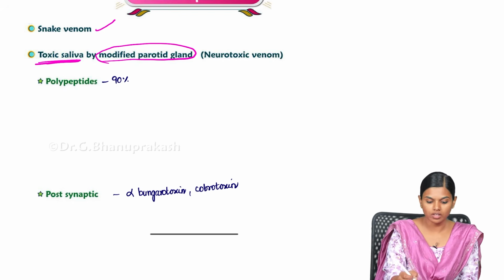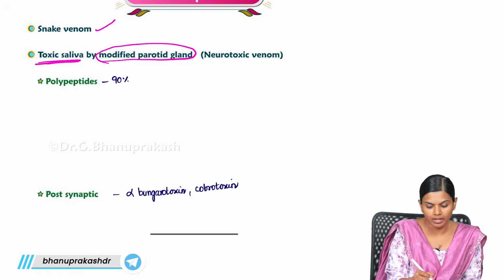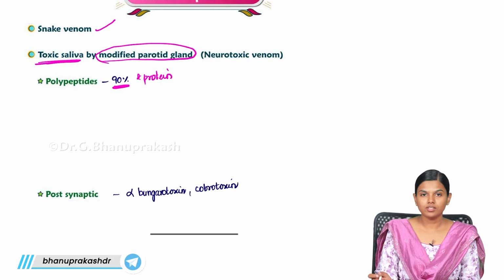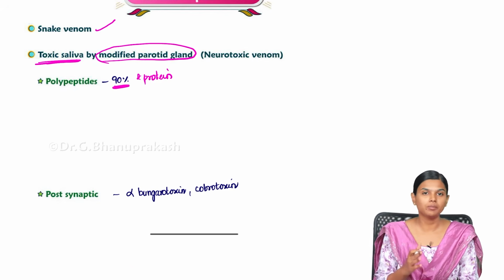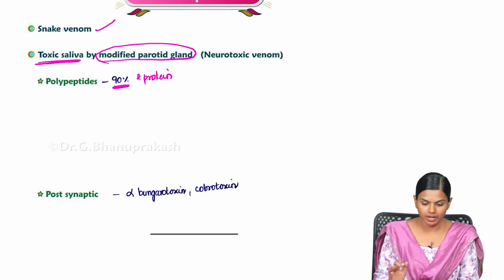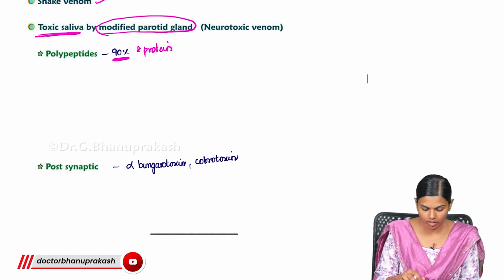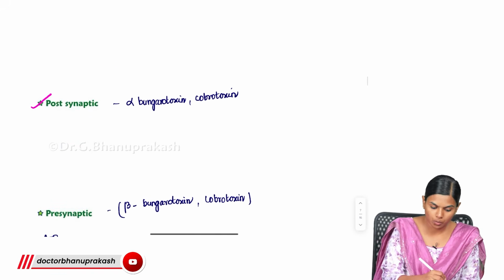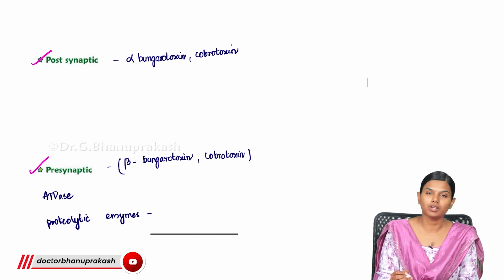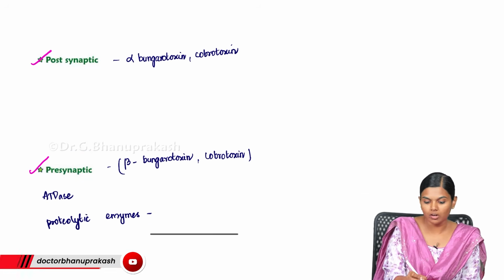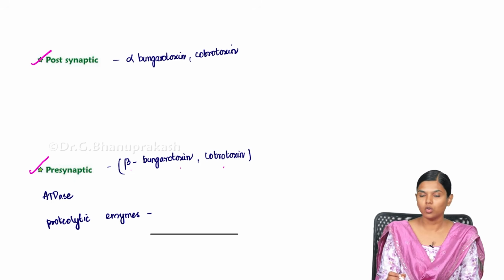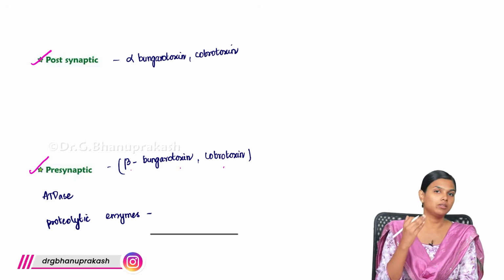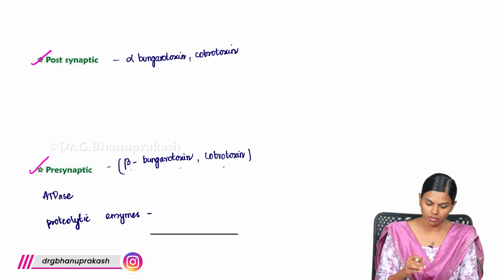In almost all venom, you will be getting 90% polypeptides and proteins. Most of the toxins will have protein. They will have enzymatic and non-enzymatic compounds, but 90% of them will be protein and polypeptide in nature. And if it is a neurotoxic venom, you will have two types: one is postsynaptic, another is presynaptic. Postsynaptic venoms are alpha-bungarotoxin and cobra toxin. Presynaptic is beta-bungarotoxin and cobra toxin. So this is the postsynaptic neurotoxic venom and presynaptic neurotoxic venom.